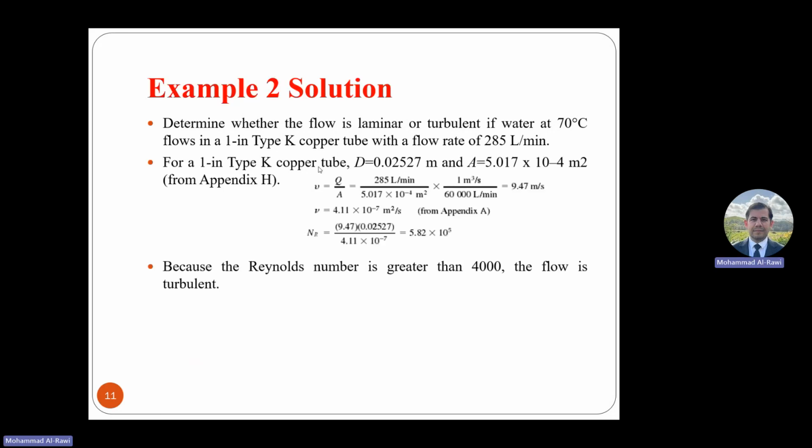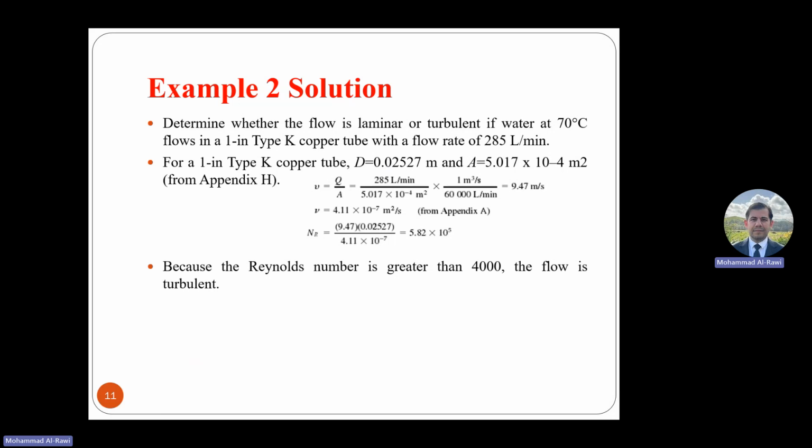For 1-inch type K copper tube, the diameter and the area are from Appendix H from the textbook. The velocity is equal to Q over A. And we convert 285 liters per minute, divided by 60,000, to convert to cubic meters per second. And the area, as we got it from the textbook from Appendix H, you get the velocity 9.47. Material properties for the fluid, water at 70 degrees, from Appendix A, you get the kinematic viscosity. This is the other equation.